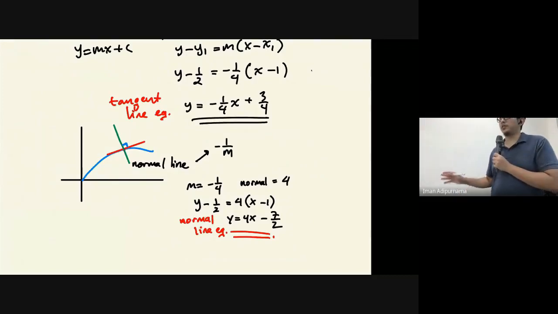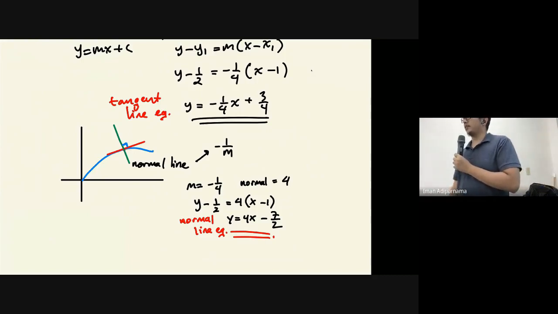This is just a conceptual question, and maybe until the next calculus course, this type of question will be around. So you need to remember what the tangent line equation means and what the normal line equation means.